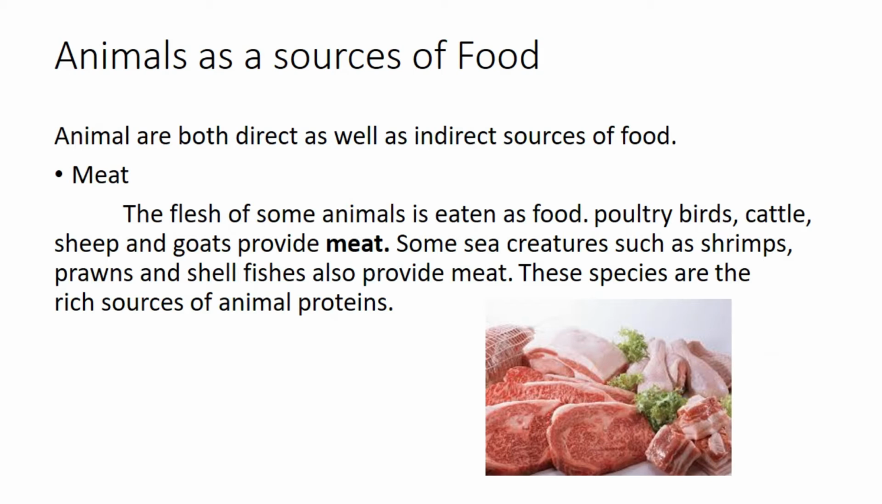Animals are both direct as well as indirect sources of food. We get meat from animals. The flesh of some animals is eaten as food. Poultry, birds, cattle, sheep, and goats provide meat. Some sea creatures such as shrimps, prawns, and shellfish also provide meat. These species are a rich source of animal protein.